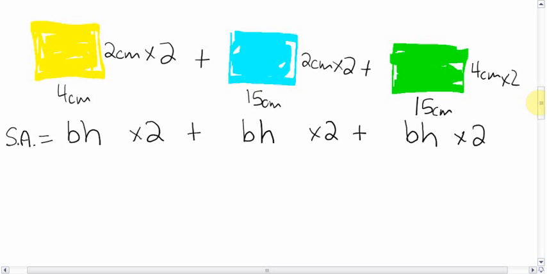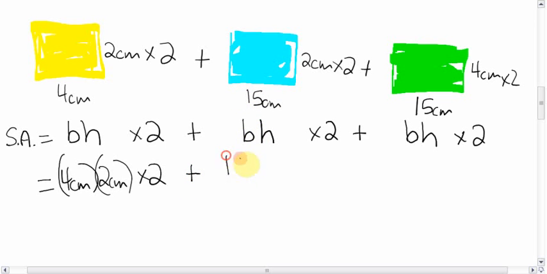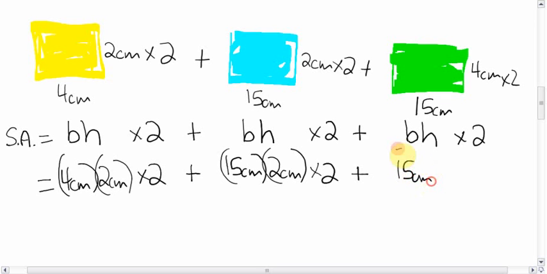Okay, so let's plug in our numbers. Doing the work now, the base is 4 centimeters, height is 2 centimeters. There's 2 of these sides like that, so we multiply it by 2. Plus the base, which is 15 centimeters. The height, 2 centimeters. And again, there's 2 of them, times it by 2. Plus here the base, which is 15, height 4, times by 2. Okay, so that's the setup for our surface area.